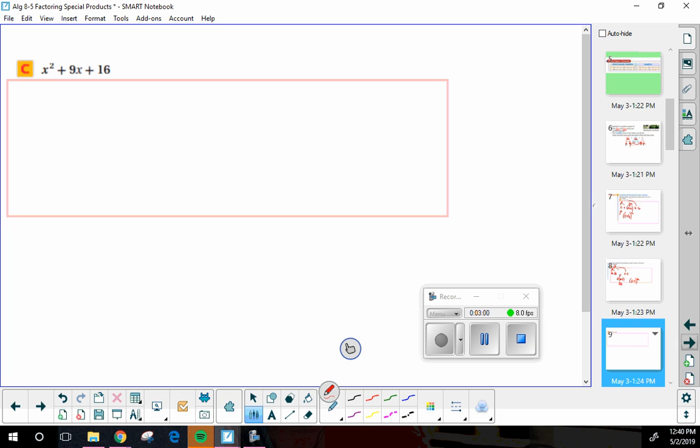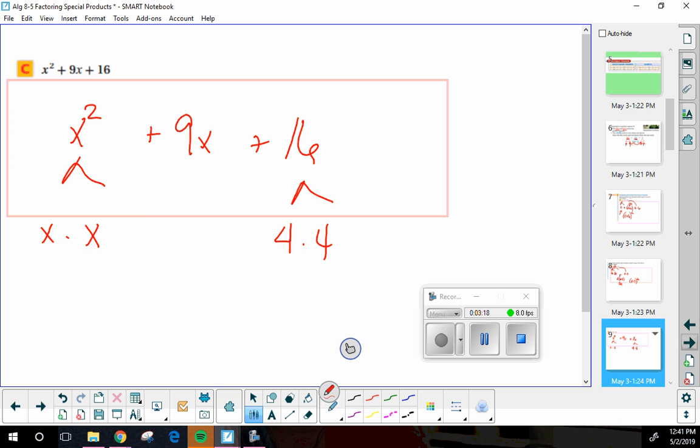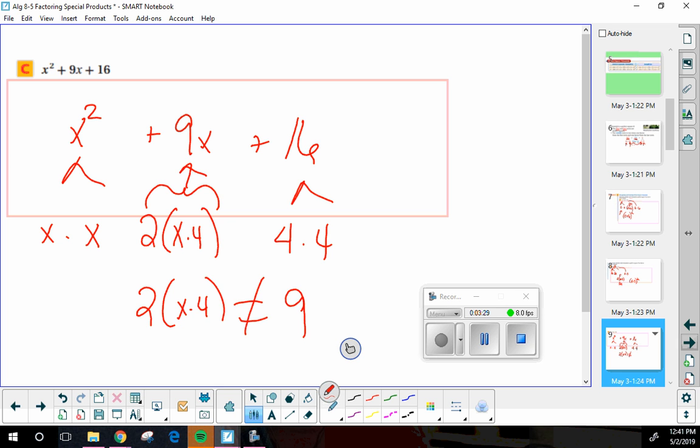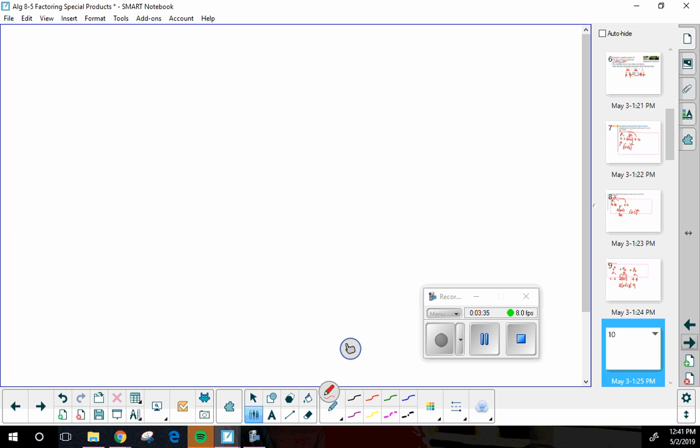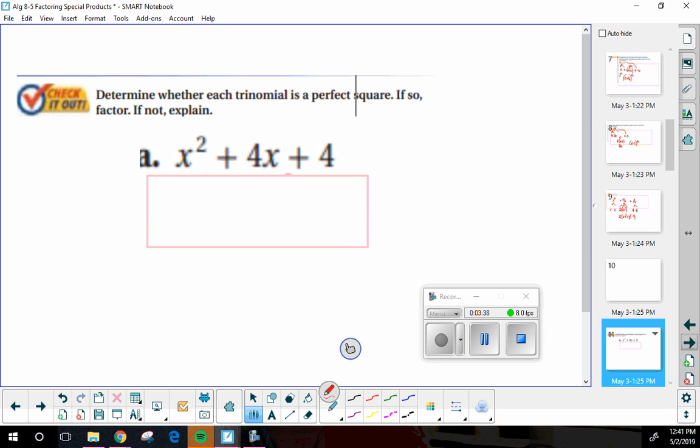All right, let's try this one. This is x squared plus 9x plus 16. I'm going to rewrite it so I have some more room. That's x times x. That's 4 times 4. And so this has to be 2 times x times 4. Well, I know that's 8x. Since 2 times x times 4 does not equal 9x, we can't factor that polynomial that way. That won't work.